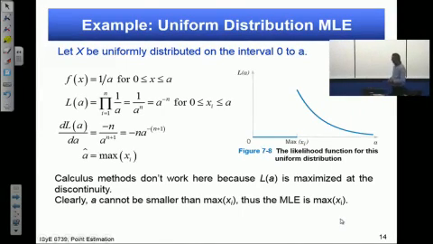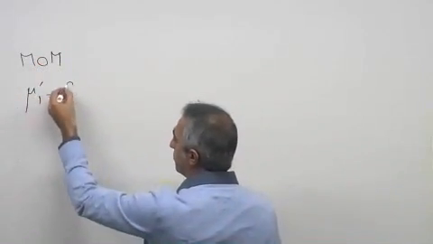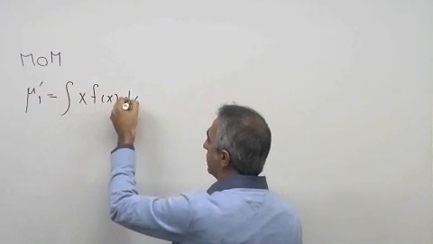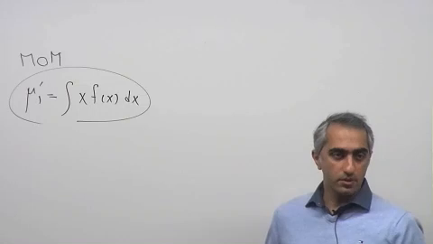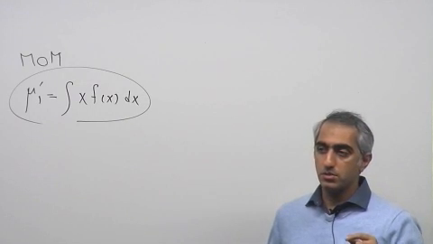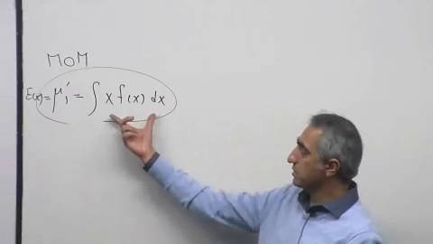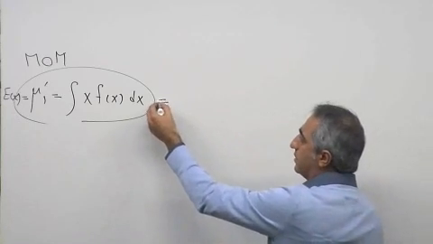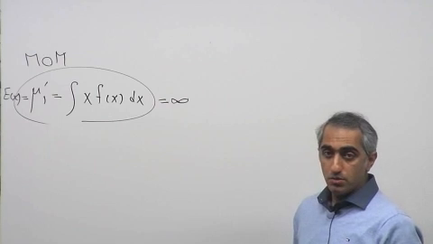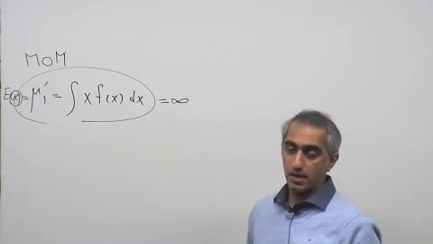Another thing is for method of moments. When you want to find mu prime 1 or mu prime 2, if this is undefined, for example infinity, then instead of finding the expected value of x, which is the definition of expected value, you need to try to use a function of x rather than the expected value of x directly.